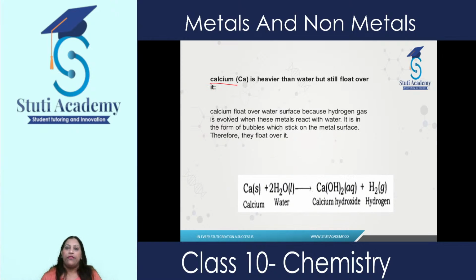Now let's take an example of calcium, which I've already explained to you. Calcium starts floating over water. When it reacts with water, it keeps floating. The reason behind this is that the hydrogen gas liberated during the reaction sticks to the calcium, and as a result, calcium starts floating on it. The reaction which takes place is calcium plus water gives calcium hydroxide, and hydrogen gas is liberated.